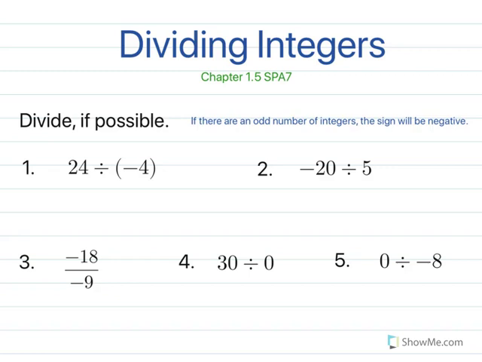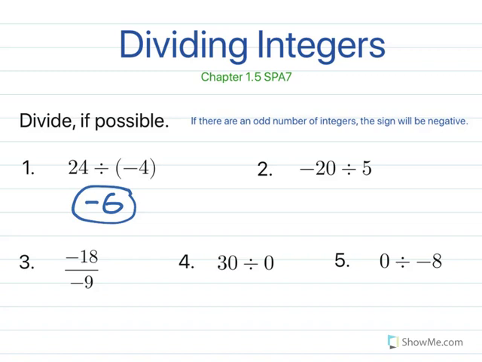So for number 1, we have 24 divided by 4, which is going to be 6. And then we look at the signs. There's one sign, which is an odd amount, so the answer is negative. So we have negative 6.